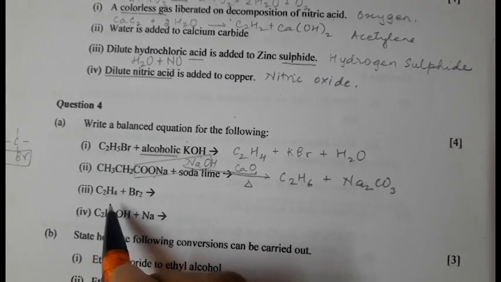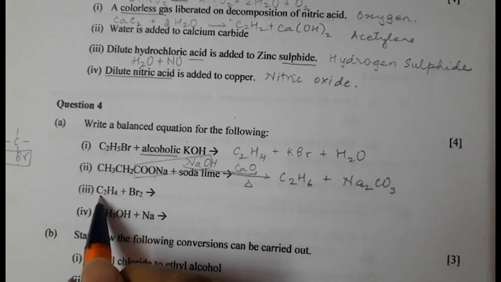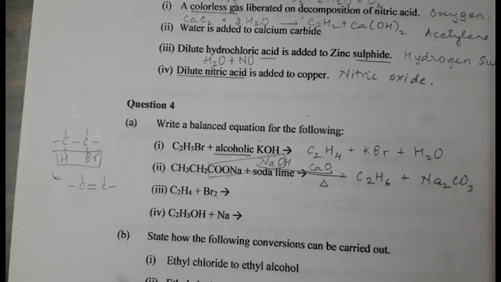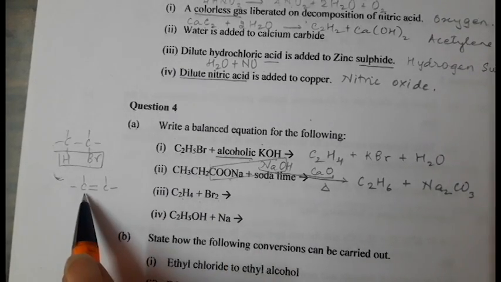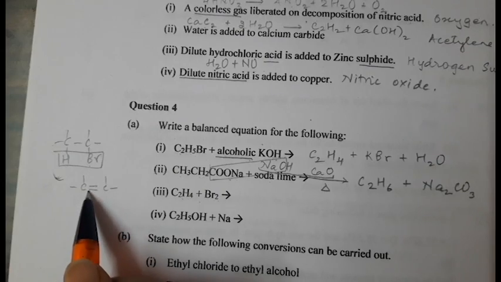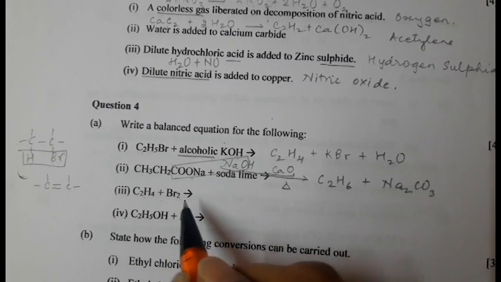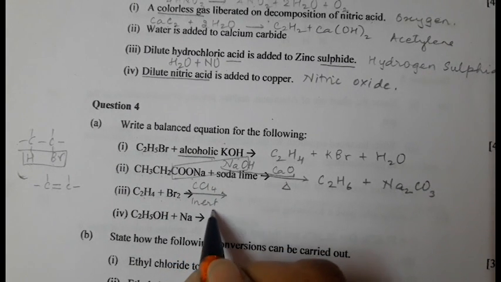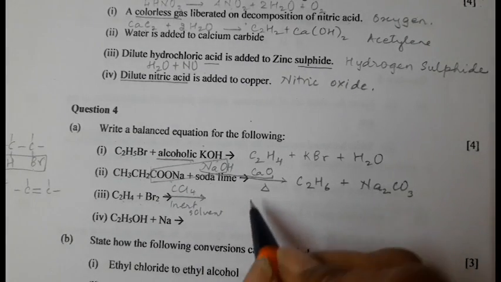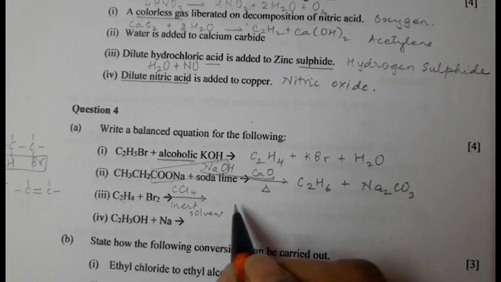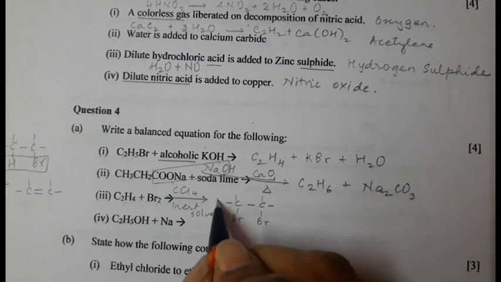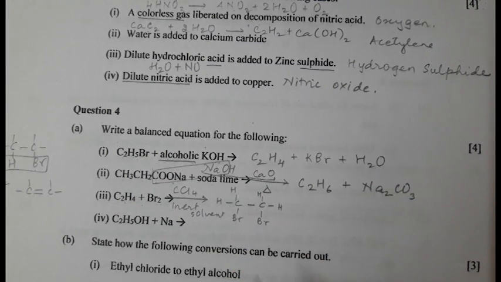We come to the next one, C2H4 plus Br2. Now C2H4, this is how the structure looks, which means with bromine, it will have an addition reaction taking place with this valency opening up. The condition will be CCl4, which is the inert solvent, and that will give you the two Br added over here. The structure will be like so, with one Br here and one Br here, and H, H and H. So this becomes 1,2-dibromoethane.